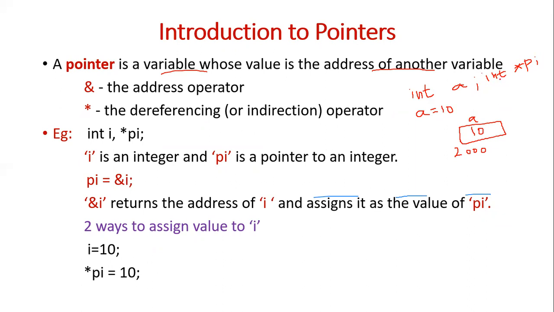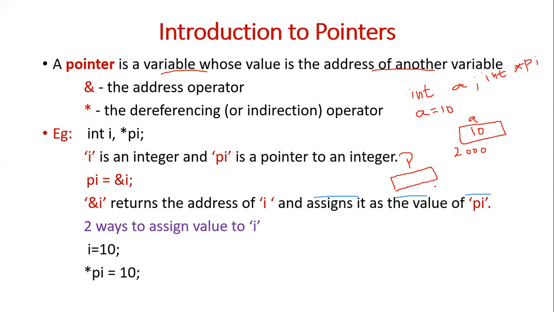It can point only to an integer. It means that it can hold the address of only an integer. Okay. So now P is also a variable, but it is not a normal variable. It is a pointer variable.